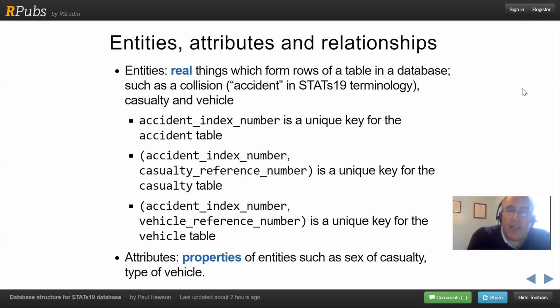Attributes are properties of these entities. So we have information on casualties. Each row represents a casualty. We will have things such as their age, their sex, what class of casualty they were, whether that was a pedestrian, passenger, or a driver, rider. And likewise for vehicles, we have attributes such as what type of vehicle it was, and again, the age and sex of the driver.